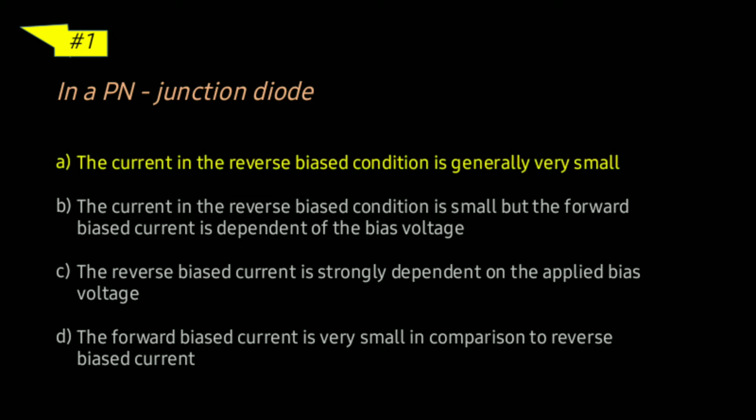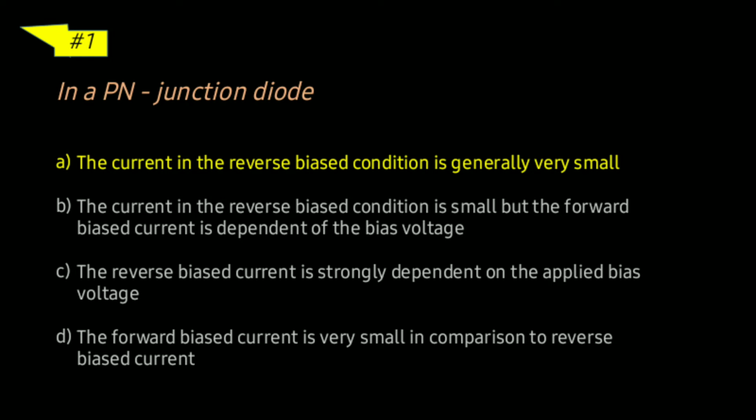So the answer for this question is the current in the reverse biased condition is generally very small. In forward biased PN junction, external voltage decreases the potential barrier, so the current is maximum. When in the reverse biased PN junction, external voltage increases the potential barrier, so the current is very small.